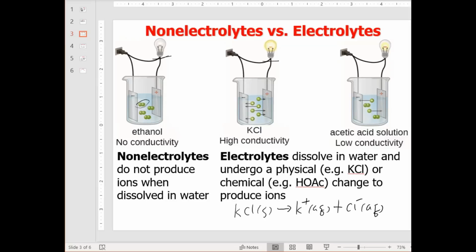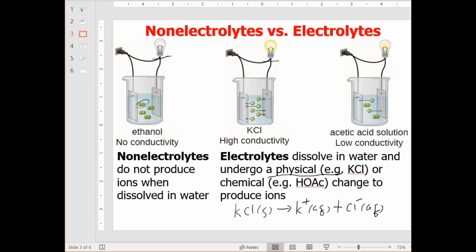Potassium chloride is an ionic solid, an ionic compound. Before dissolution, the potassium ion and chloride ion already exist in the solid. And after dissolution, potassium ion and chloride ion exist in the solution, but still in the form of potassium ion and chloride ion. So there's no chemical change. The dissolution of potassium chloride in water is a physical change.